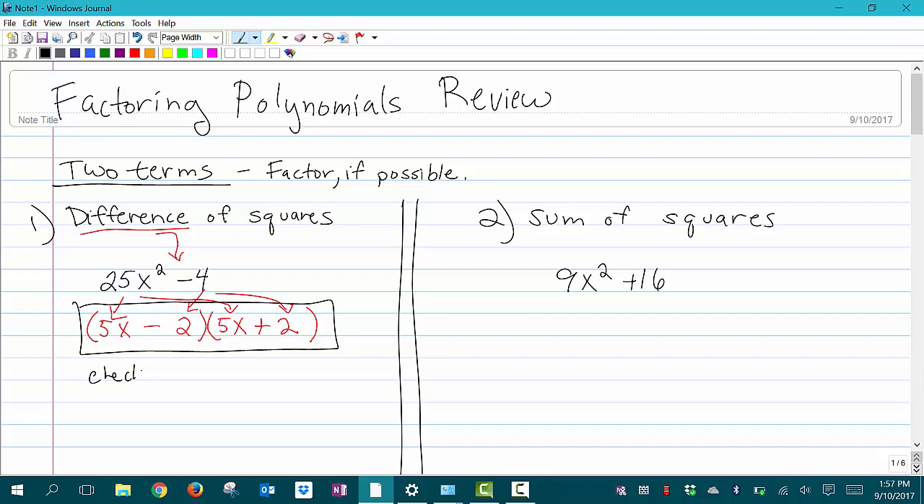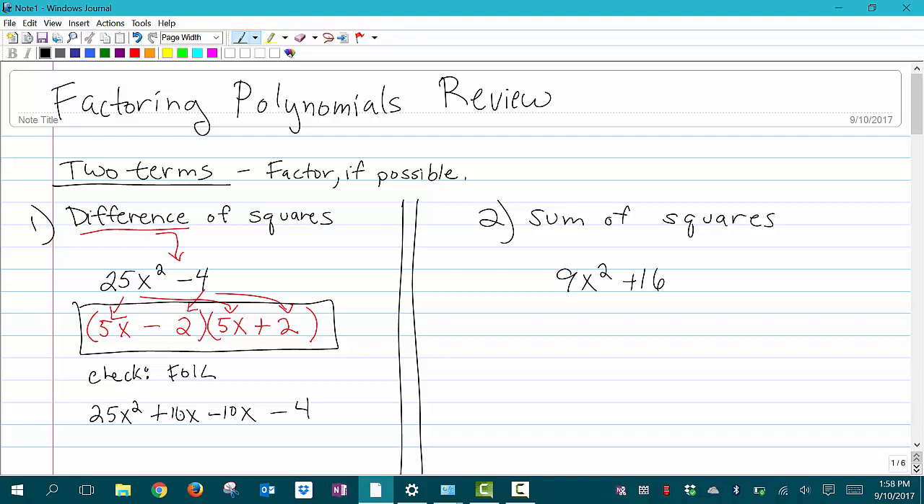I can always check my answer by multiplying, which we also call foiling. First times the first, so 5x times 5x would give me 25x squared. Outer times the outer would give me 10x. Inner term times the inner term would be a negative 10x. And last times the last, a negative 2 times a positive 2 would give me a negative 4.